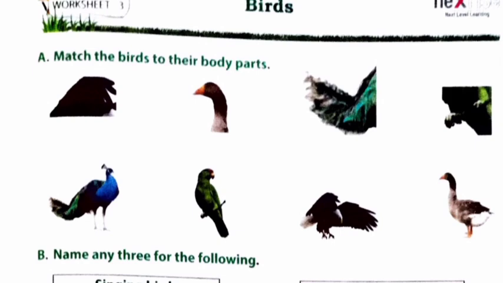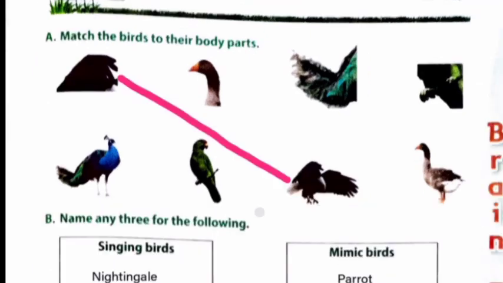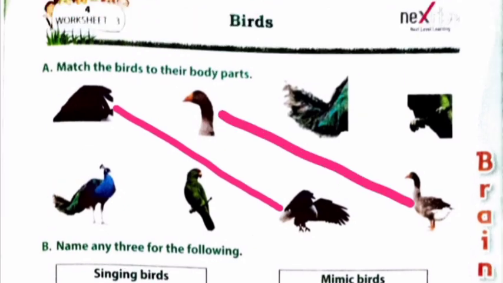The first row, different body parts are given, and in the second row, different birds are given. Now you have to match the body part of the bird with the respective bird's picture. So first we have a feather. So it is the feather of eagle. Second one, we have a neck and the beak part. So this neck and beak belongs to the duck.